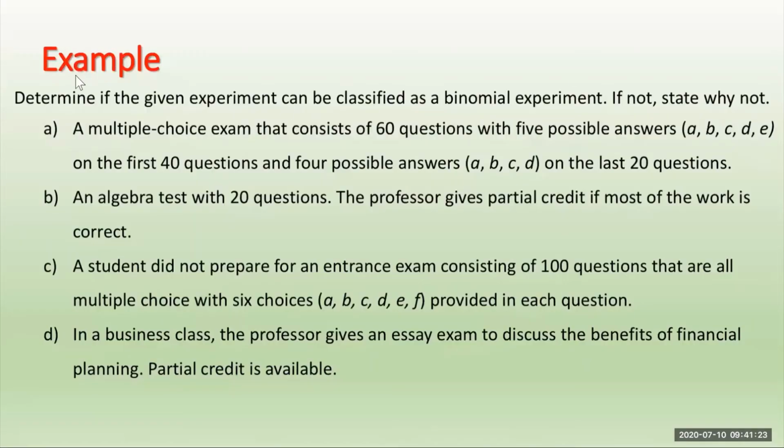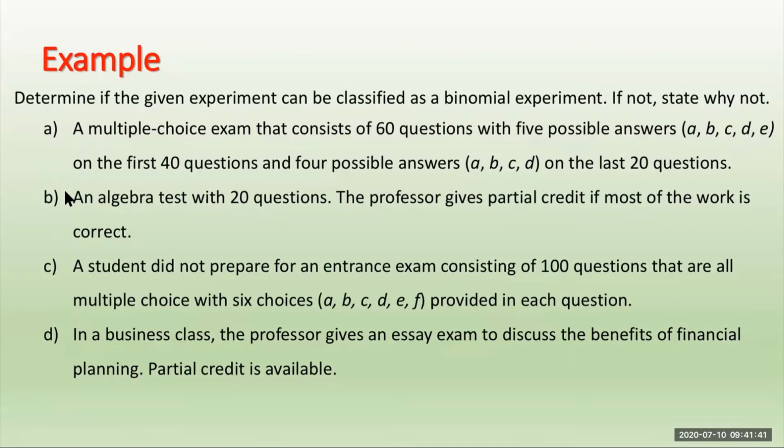Let's find out what is here in this example. Determine if the given experiment can be classified as a binomial experiment. If not, state why not. So here they have given 4 experiments and we have to check whether these are binomial experiments or not.